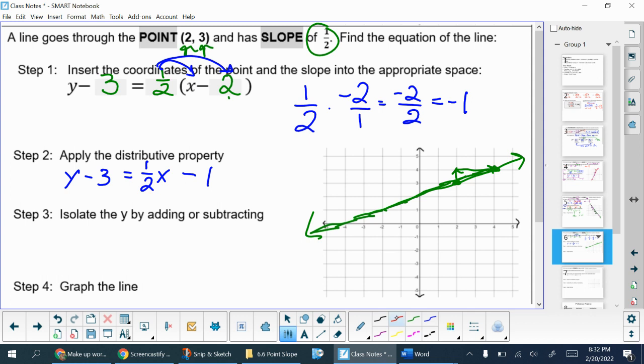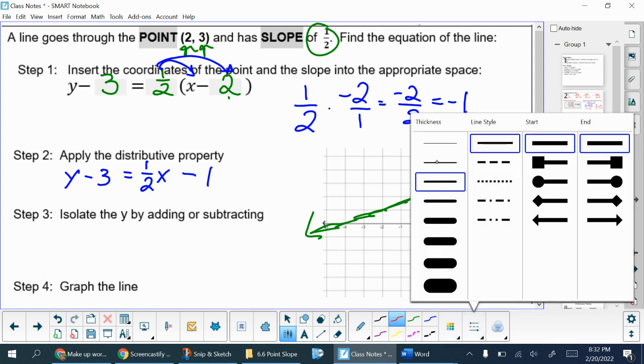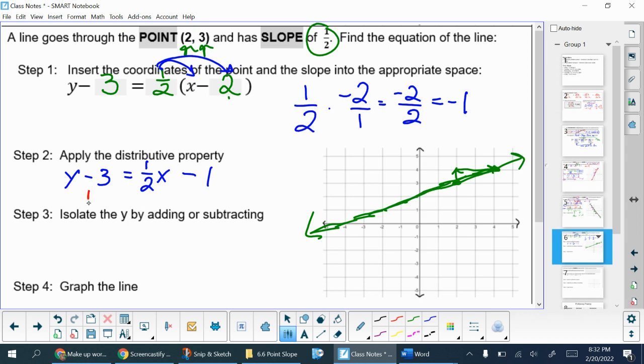And then I can isolate my variable by adding 3 to both sides because I want to get rid of that -3. And I'm only going to be adding it to the -1. I'm only adding it once to both sides, but I can only add it to the -1 because that's my like term. And so I end up with y equals 1/2 x, and then -1 plus 3 is plus 2.